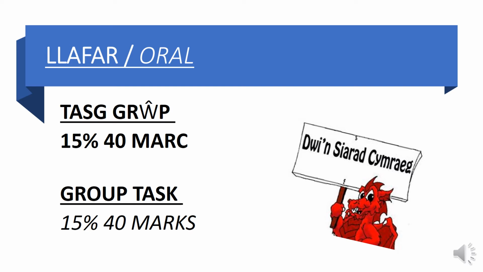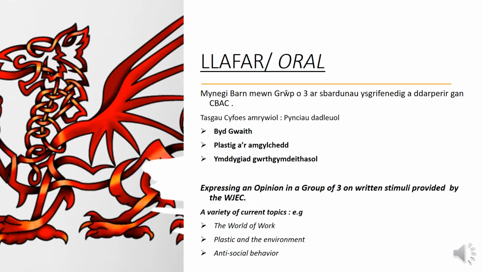The second oral task is the group task, again 40 marks and 15% of the oral. And in this examination, the pupils will be in a group of 3 and they will be expressing an opinion on written stimuli provided by the WJC. And they will be based on current topics. Examples are the world of work, plastic and the environment, antisocial behaviour, anything that is current or on the news.